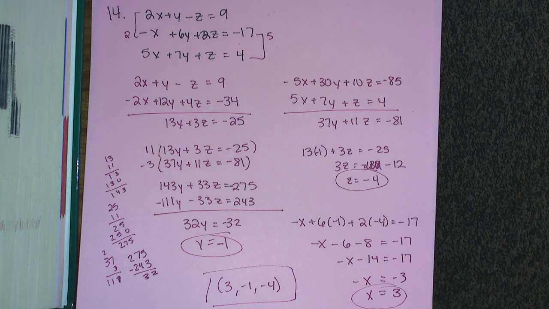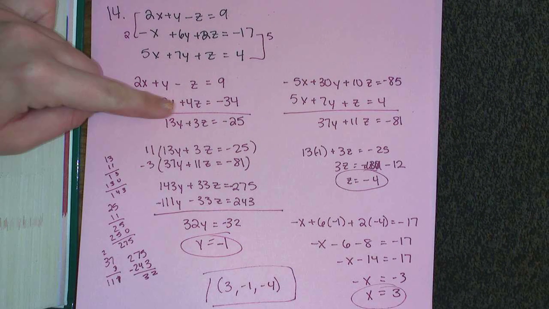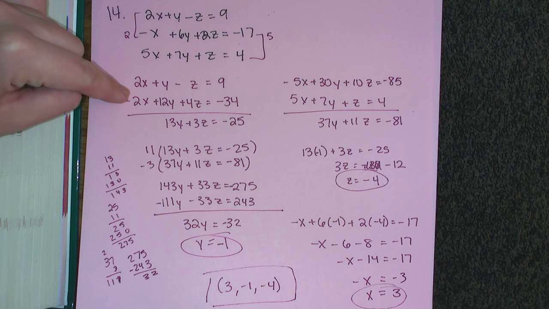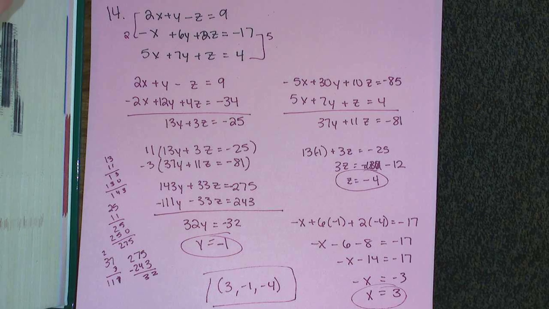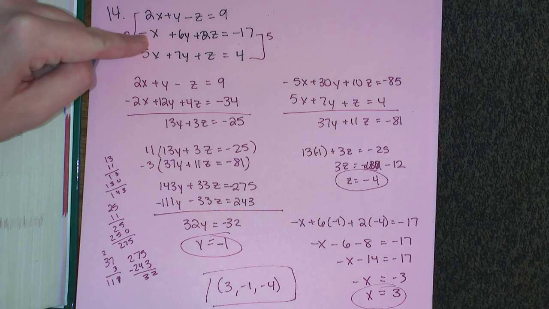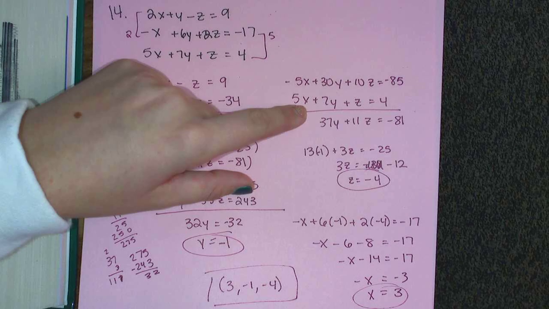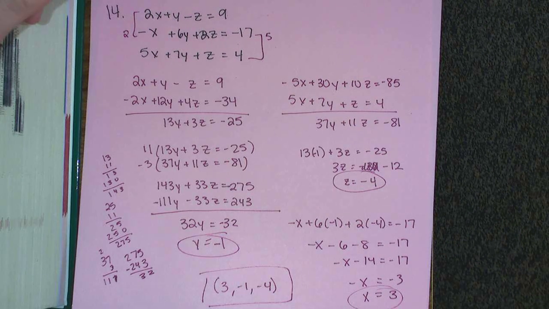But basically, I multiplied the bottom one, or the middle one, by 2, and got these two equations, canceled out the x's, and ended up with 13y plus 3z is equal to negative 25. Then I used the bottom two. I saw to cancel out x's, obviously, so I multiplied this middle one by 5, and that gave me my x's canceling to give me 37y plus 11z is equal to negative 81.